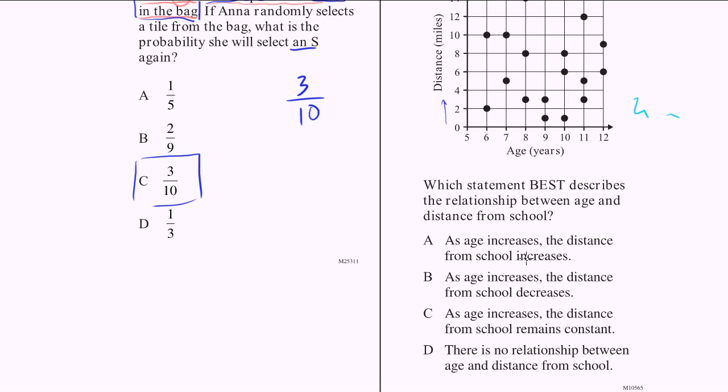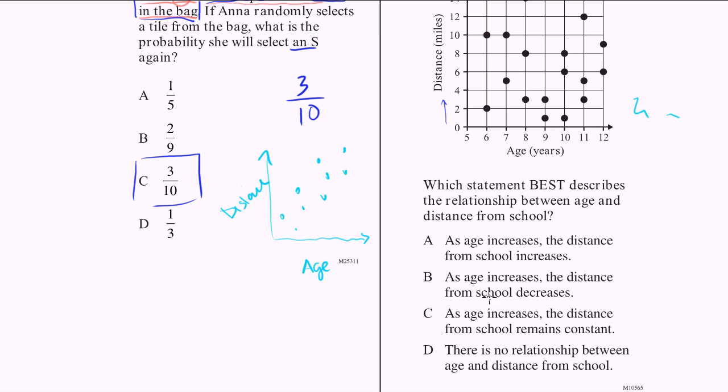A: As age increases, the distance from school increases. Oh, no, not really. That would look something like this. So this is our age axis, and this is our distance axis. What A is describing is as age increases, the distance from school increases. The data points should look something like this. They should generally increase, distance should generally increase as age increases. That's not what we see here. This really seems arbitrary. It's not like this nice upward trend.